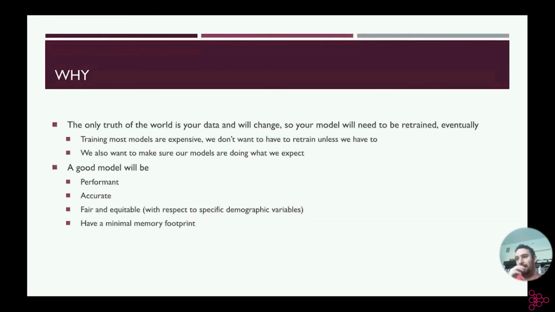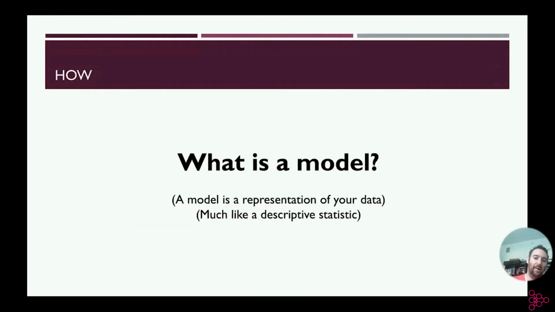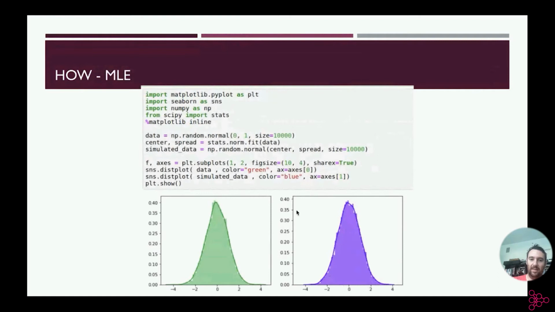So that's why I think testing is the right way to deal with retraining your models in production, because most data scientists are at least somewhat software engineers. They know how to test things. Testing is more obvious from an intellectual standpoint. And so that's where that comes from. Okay. So what is a model? A model is a representation of your data, much like a descriptive statistic. So this process actually comes out of my book, which you can find on my GitHub.